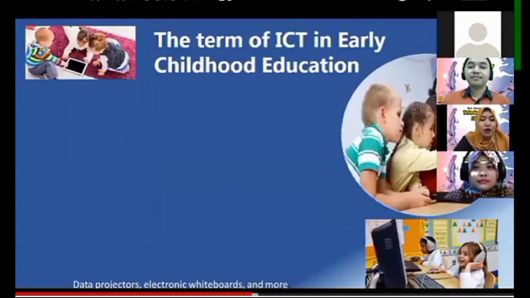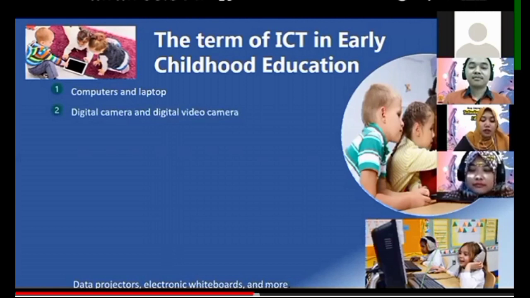Well, now we will talk about some terms of ICT in early childhood education. Number one is computers and laptops, including desktop and handheld computers. I think children are very familiar and comfortable with this kind of tool.